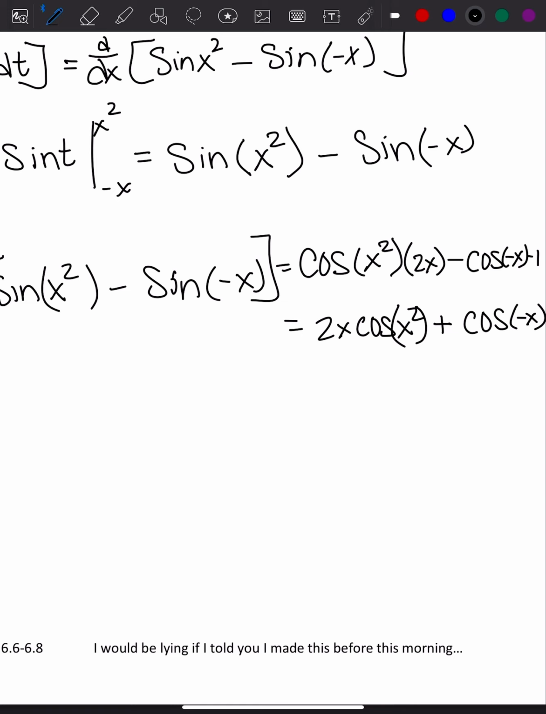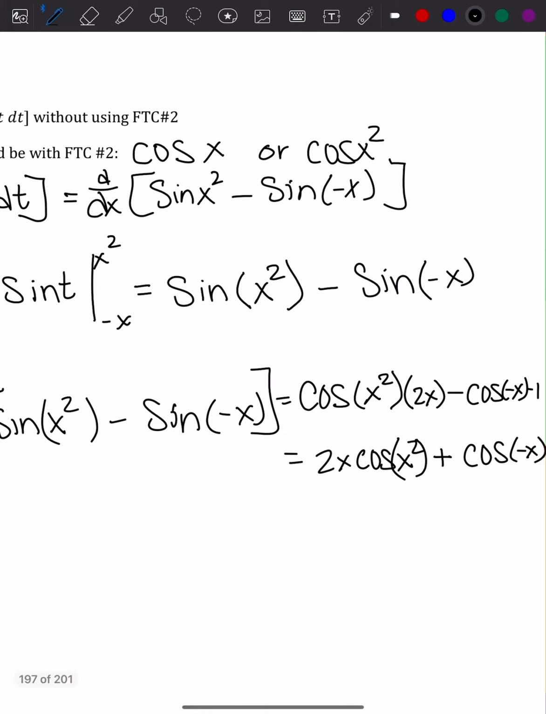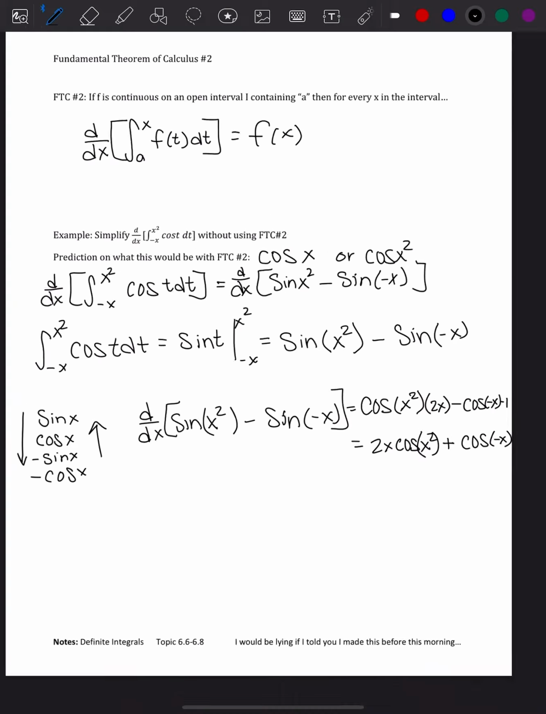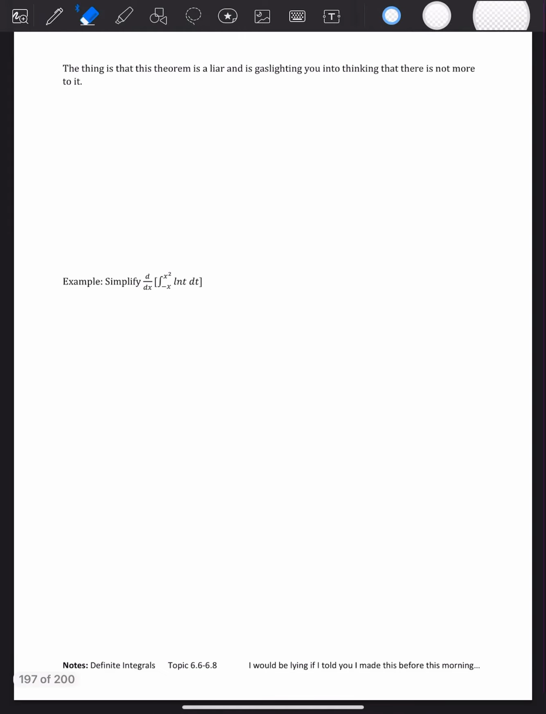So what we actually get is this, which is different than what we may have been expecting to get based off of how the function is treated to begin with. So here's the thing about FTC number 2.